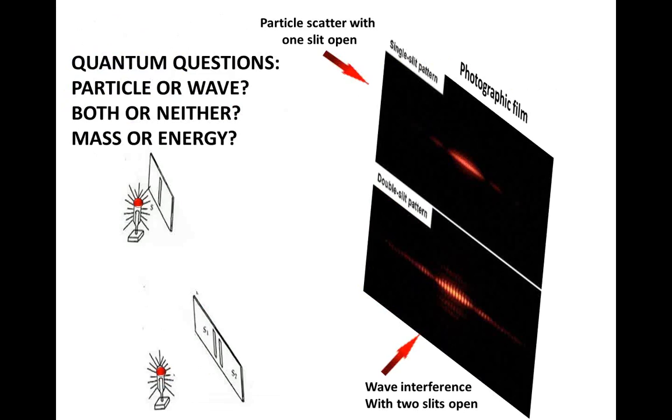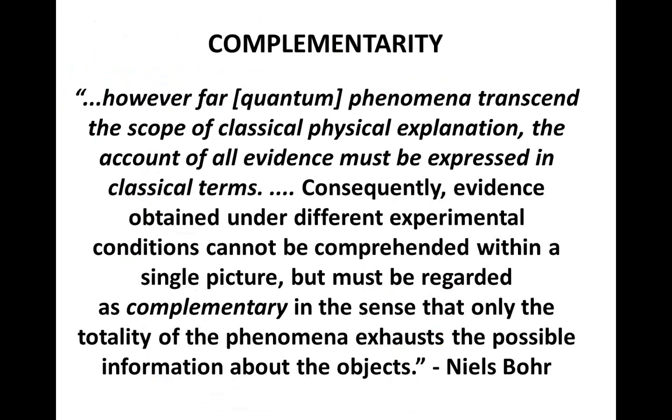Niels Bohr called this fickle feature of reality complementarity. In his discussions with Einstein on the epistemological problems in atomic physics, he said, "However far quantum phenomena transcend the scope of classical physical explanation, the account of all evidence must be expressed in classical terms. Consequently, evidence obtained under different experimental conditions cannot be comprehended within a single picture, but must be regarded as complementary in the sense that only the totality of the phenomena exhausts the possible information about the objects." In other words, these are two different pictures, but they complement each other to tell you what's going on with the particles. Now, Bohr was known for wordy and sometimes confusing statements, but I wanted you to hear his explanation in his own words.